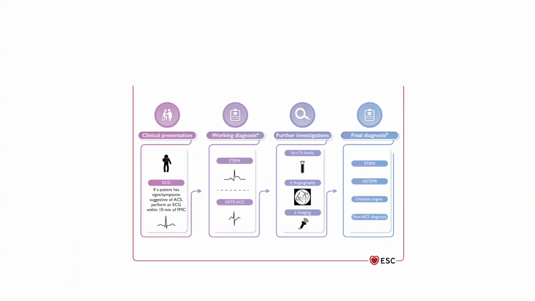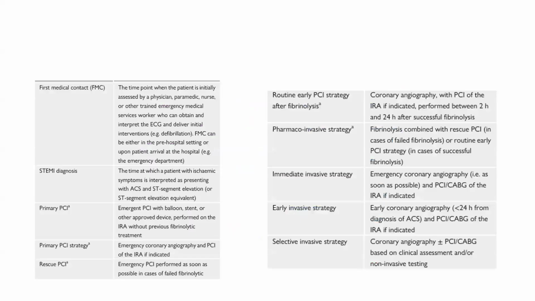So if a patient has signs and symptoms suggestive of ACS, then we need to perform an ECG within 10 minutes of first medical contact. And according to the ECG, the working diagnosis can be STEMI or NSTEMI. Then further investigation will be based on high-sensitivity troponin level, angiography, and imaging. And according to that, the final diagnosis will be STEMI, NSTEMI, unstable angina, or a non-ACS diagnosis.